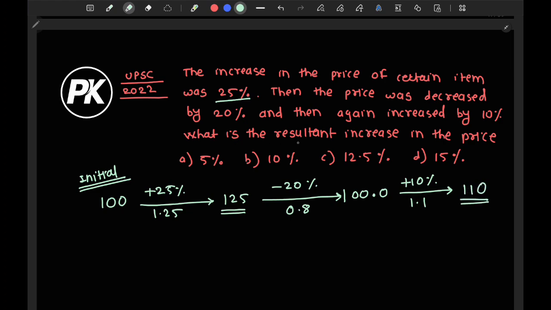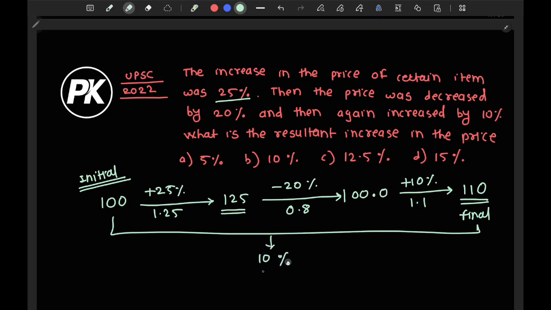Now it is asking what is the resultant increase in the price. See, this is the initial price, this is the final price. And what is the resultant increase here? It is by 10 percentage, right? And hence option number B is correct. Easy to understand. Okay, now let's go to the next example.